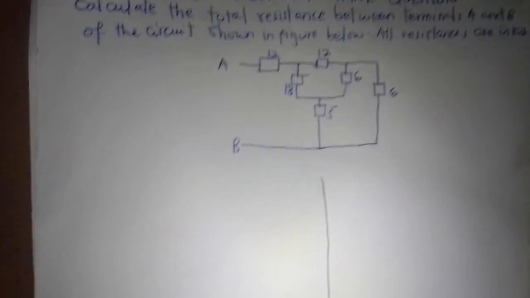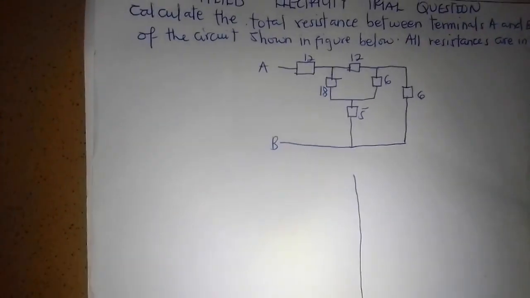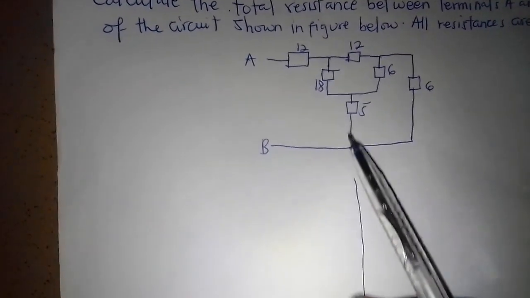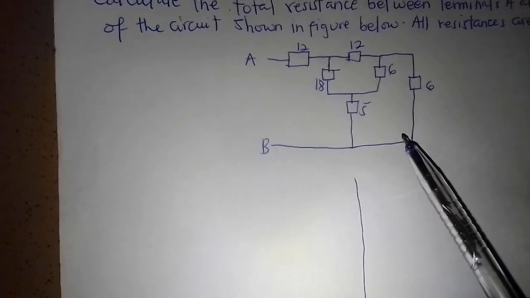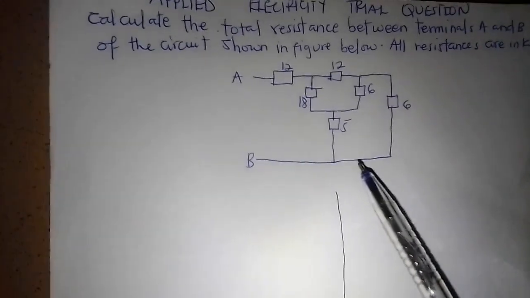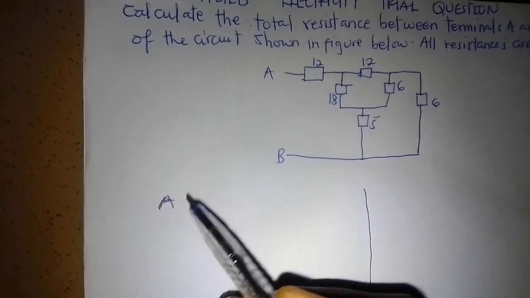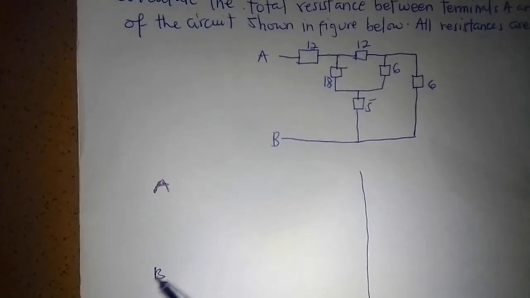Let me divide my working space since we're going to be redrawing severally. So at this point I'm going to redraw. What I'm going to do is convert this delta connection here into a star form so that simplification will be easy. So I have this terminal A here as well as my terminal B.